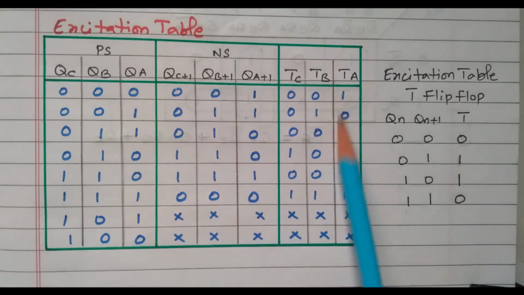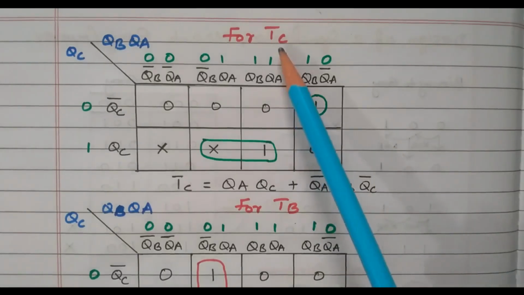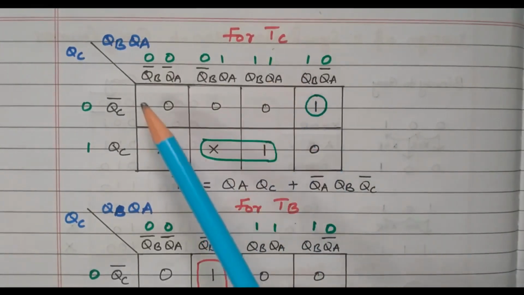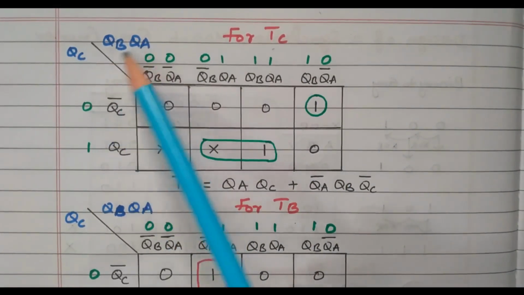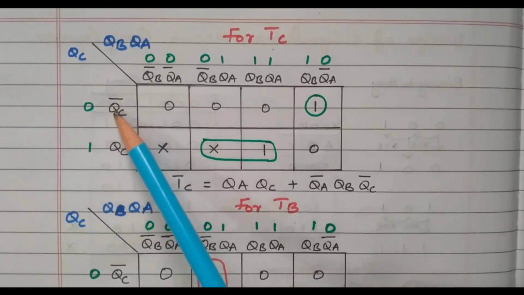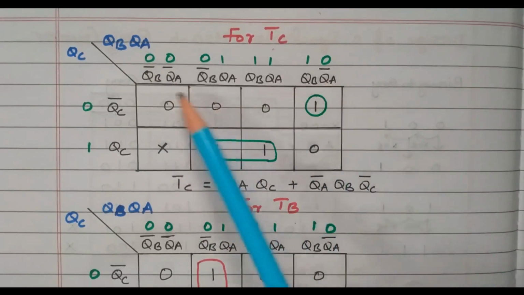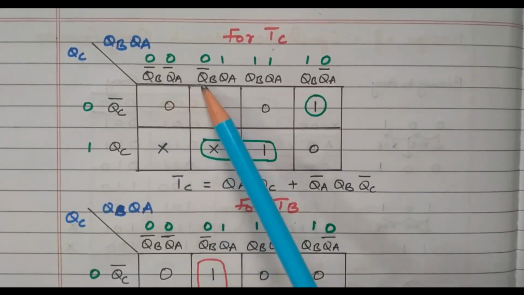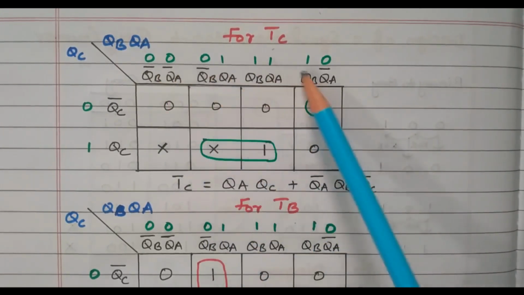What is the input to the 3 flip-flops C, B and A? Now we need to find the expression for TC, TB and TA by using the K-map reduction. For TC, the third flip-flop, the inputs are QC, QB, QA, the current states of the 3 flip-flops. QC has 2 combinations, QC bar and QC. QB, QA are 2 bits, so 4 combinations are available: QB bar QA bar, QB bar QA, QB QA, QB QA bar. That is 00, 01, 11, 10.